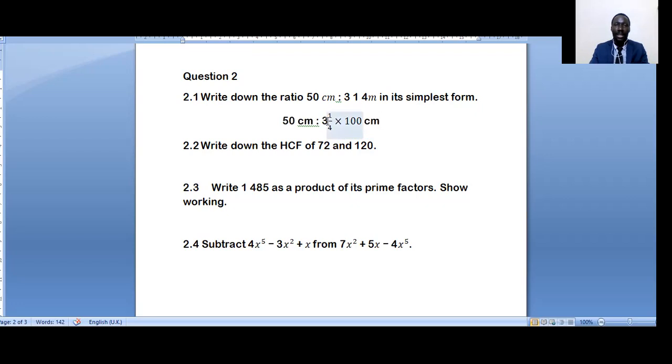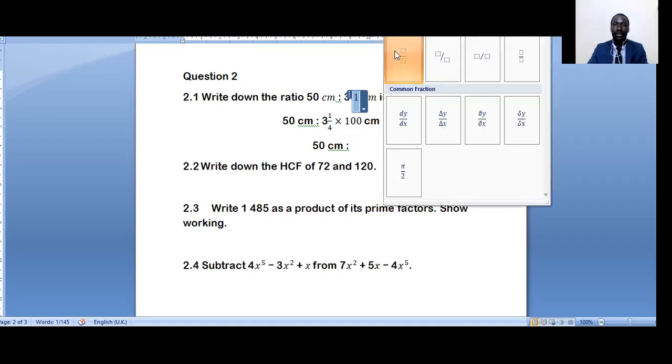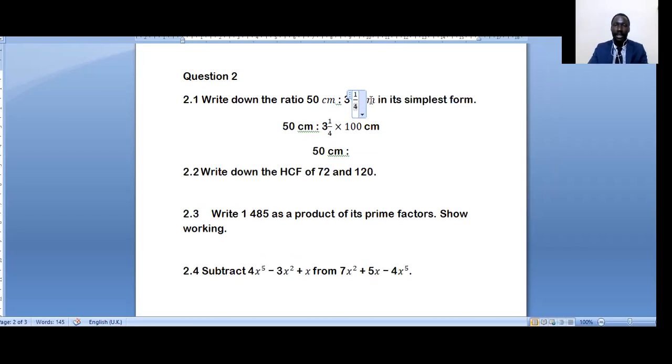So 3 and 1/4 is the same as well in fraction. Just put this as the next step. We have 50 centimeters to what? Now 3 and 1/4, not 3/14. Like that, yes. So that's what we have. So now what we have got to do here is to convert this to a proper fraction. So this is like 4 times 3 is 12, then 12 plus 1 is going to be 13. So it's like 13/4.